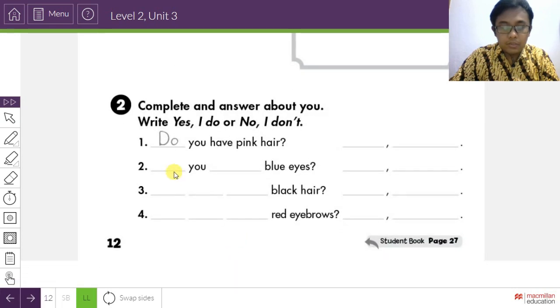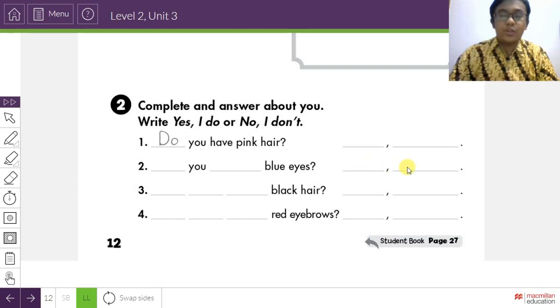For example, number 2, do you have blue eyes? If you have blue eyes, you can say yes, I do. But if you don't have, just write down no, I don't. Okay, choose one, pilih salah satu, pakai yang yes I do atau no I don't. Tapi kalau memang you have blue eyes, ya say yes I do.